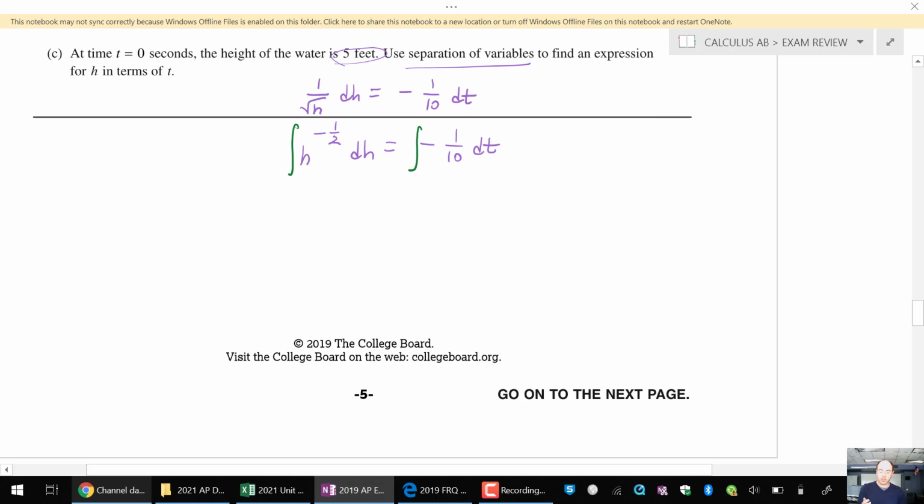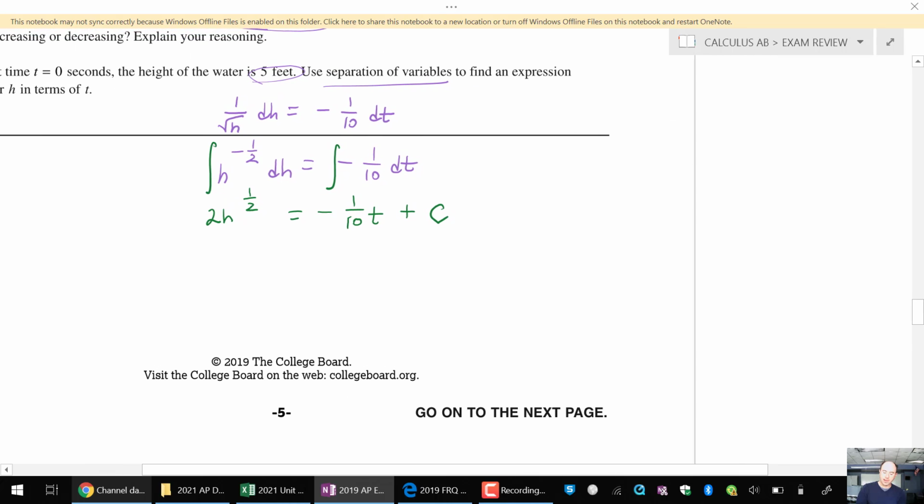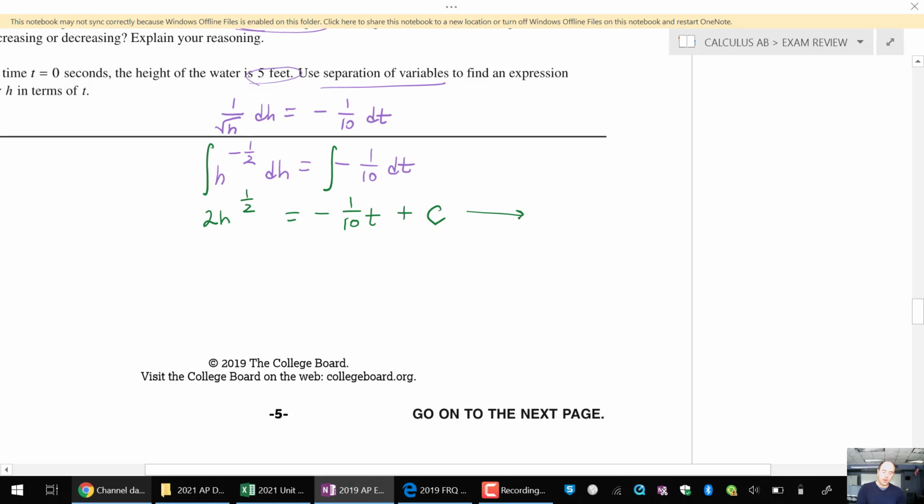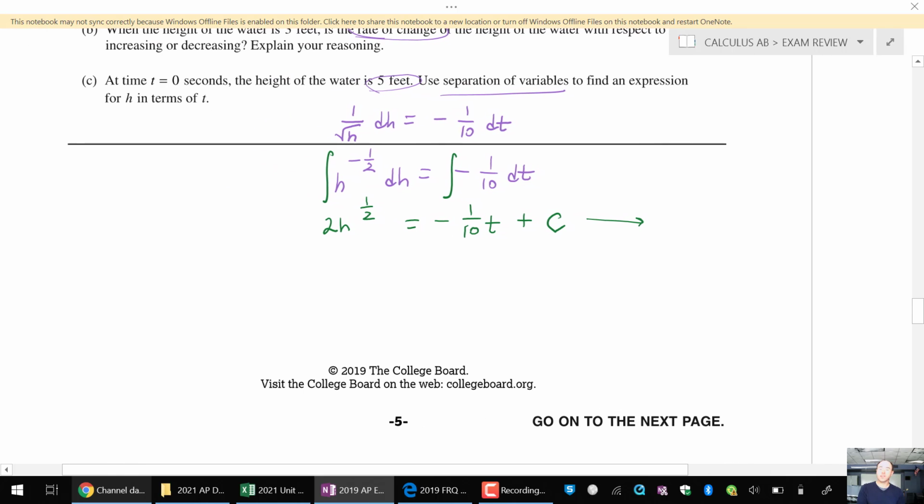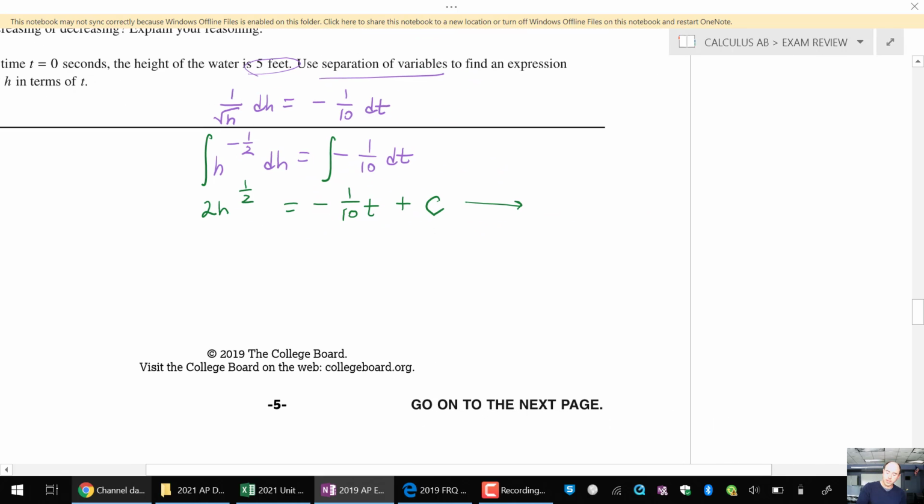The antiderivative here by reverse power is going to go to 2h to the 1/2 equals negative 1/10 t plus c. We'll put the constant on the right-hand side. And let's solve for c. We know that at time 0, the height of the water is 5 feet. So using h of 0 equals 5, I'll have 2 times 5 to the 1/2 equals 0 plus c, or essentially c equals 2 root 5.